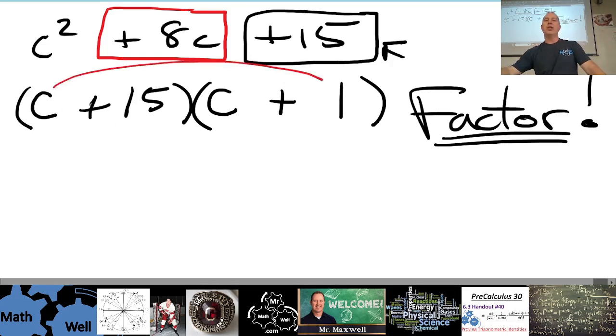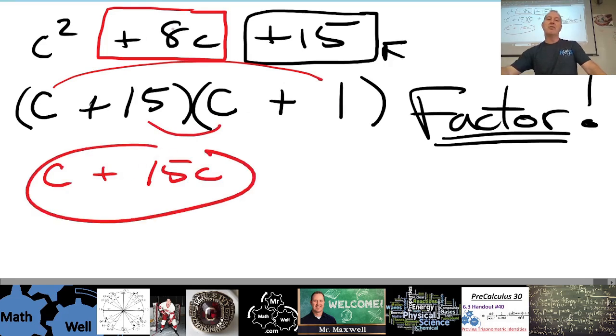And this is what you're going to do. c times 1 and 15 times c. That's c plus 15c, right? Now, does this give you 8c? Nope, that gives you 16c. So guess what? This combination of last terms to make 15 is wrong, because it does not match up with the middle term. Everything has to match up.